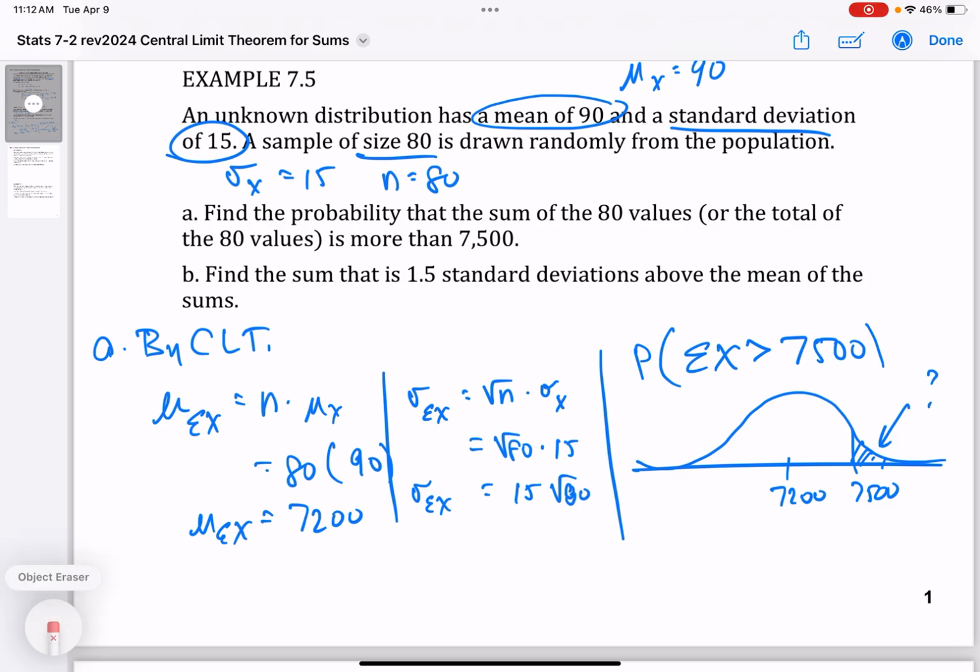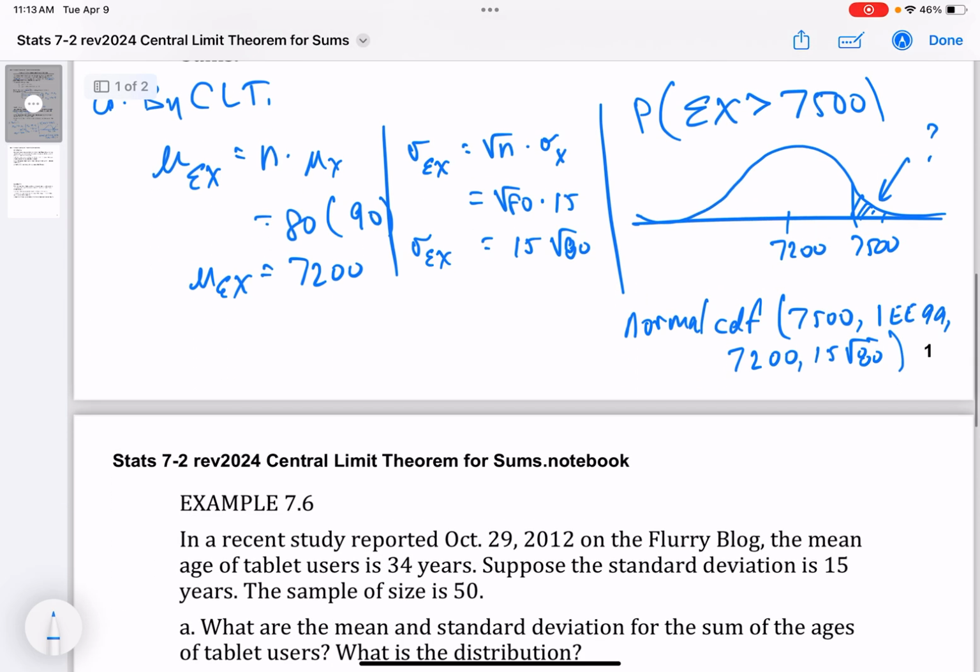So we're going to want to be in our calculator. This is the normal CDF. Our left side is 7,500. Our right side is going to be 1E99. Then our mu is going to be 7,200, and our standard deviation will be 15 times the square root of 80. I can enter all that into the calculator, and then we can figure out what that ends up becoming.